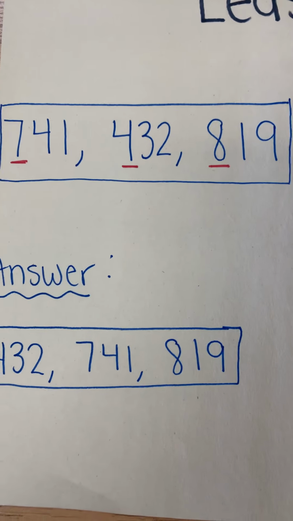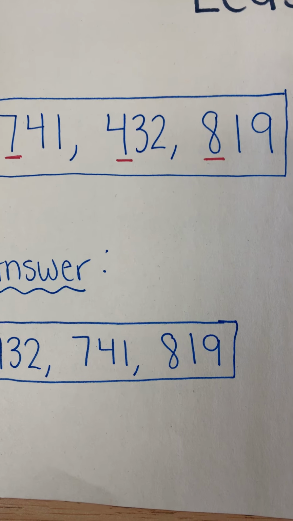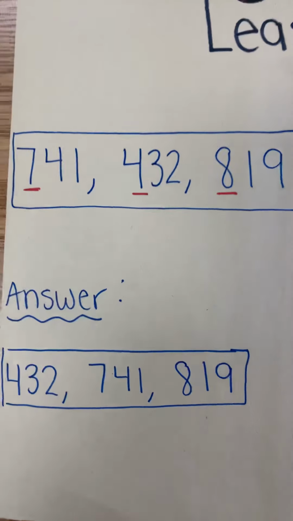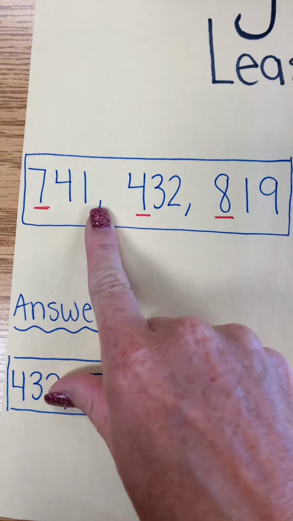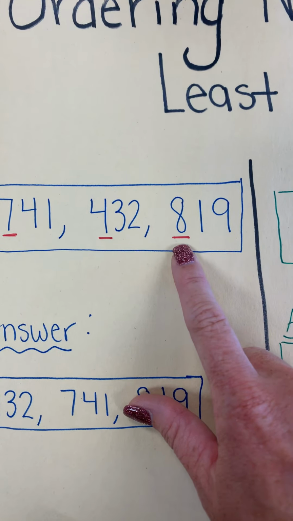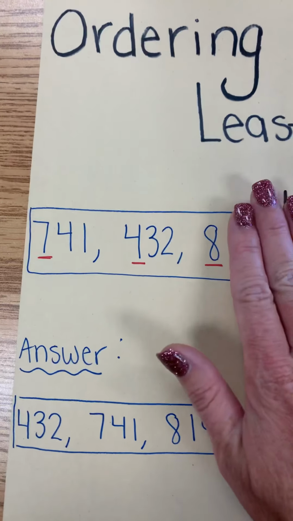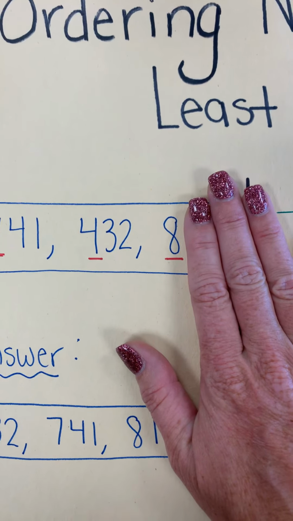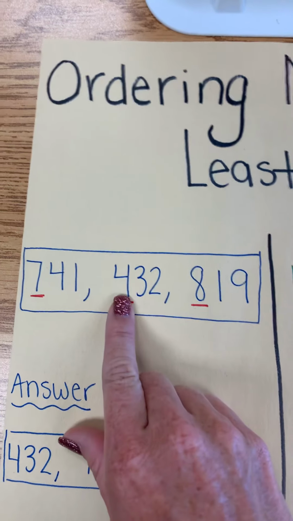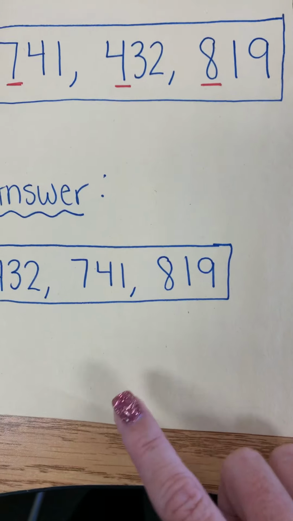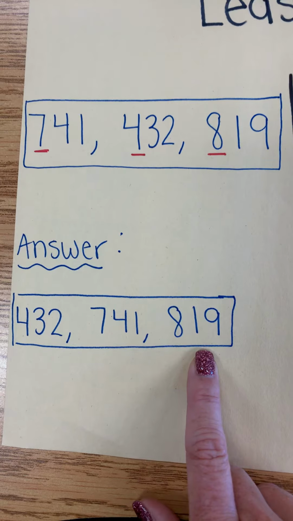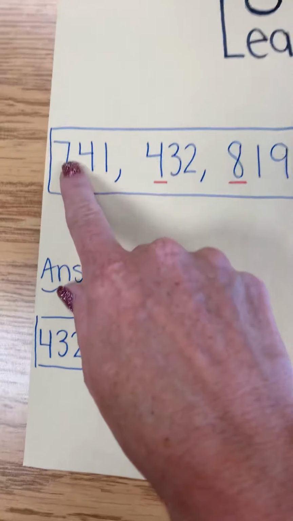Okay, now I have the numbers 741, 432, and 819. And I have the hundreds place underlined because that's where you're going to want to start. I know if it's 7 here, that number's in the 700s. I have the 4 underlined here, that number's in the 400s. And this one, the 8 is in the hundreds. So just by looking, I could even cover up my 10s and my 1s, and just by looking at the 100 spots, I can already know that 8 is bigger than 7, 7 is bigger than 4. So if I were putting these in order from least to greatest, 432 would come first, then 741, and then 819.